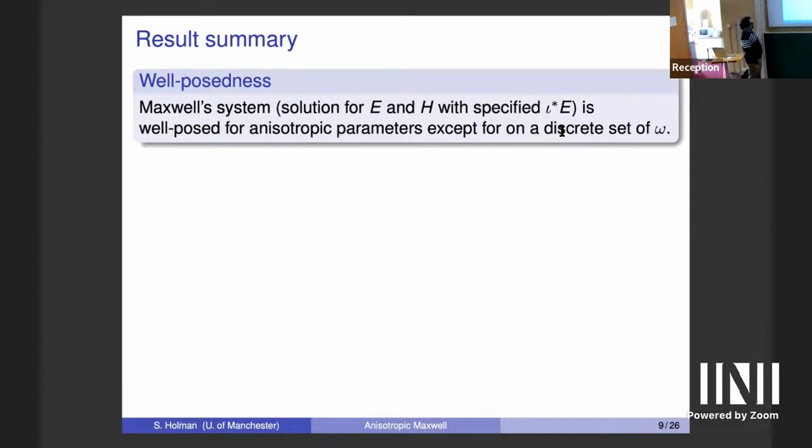But I want to present the results you actually showed, without making so much reference to the notation. The first one is about the well-posedness of Maxwell's system. This is just looking at the system of equations and showing that the solution exists for given electrical parameters. There's a solution of E and H with specified tangential component of E, provided omega is outside of a discrete set. There is some set of eigenvalues for which there's no solution, but outside of that discrete set, there is one.